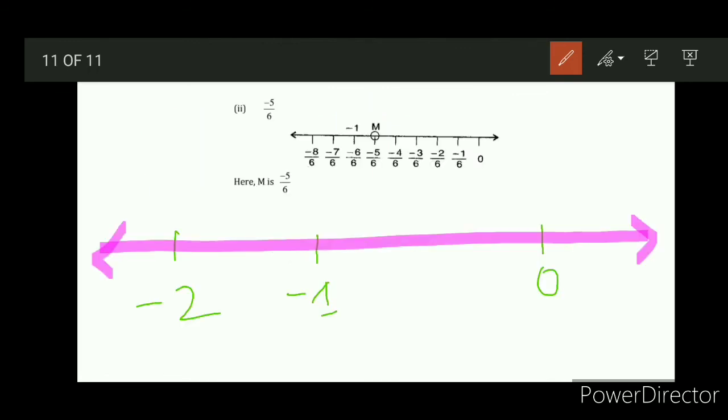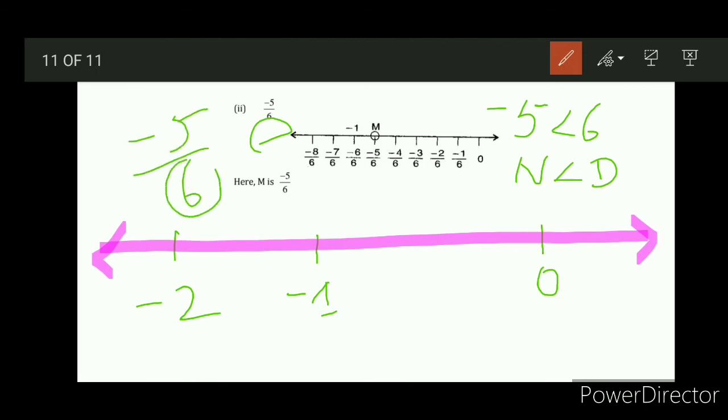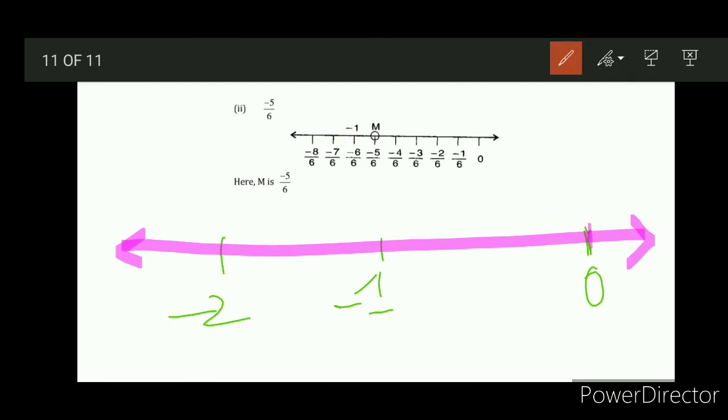Second number, in which minus 5 is less than 6, means the numerator is less than the denominator. So this number lies between 0 and minus 1, that is on the left hand side of 0. Look at the denominator. The denominator is 6. Minus 5 by 6, in that the denominator is 6. So we make 6 equal parts. 1 2 3 4 5.